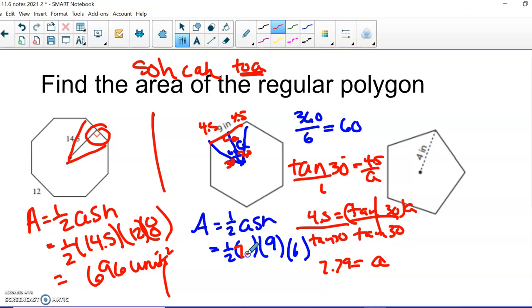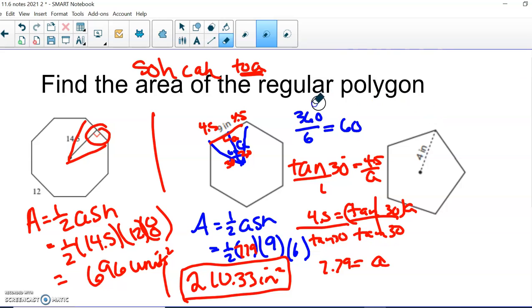So I'm going to go ahead and put that in my formula. And we're going to calculate that. 1/2 times 7.79 times 9 times 6. And we can see the area of this regular hexagon with a side length of 9 inches is 210.33 square inches. All right, let's try one more. I'm going to take away some more information this time.